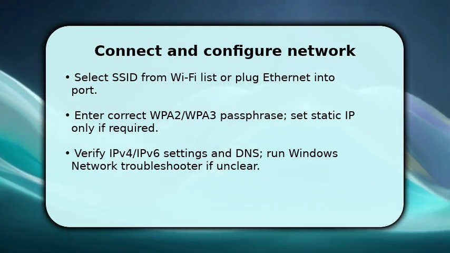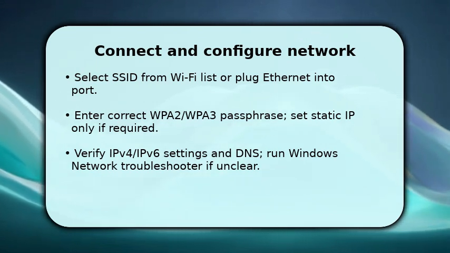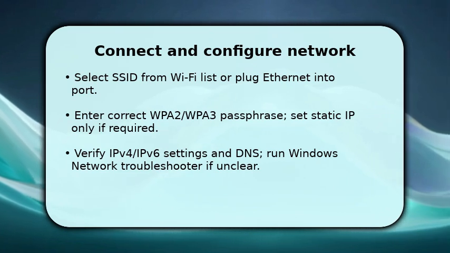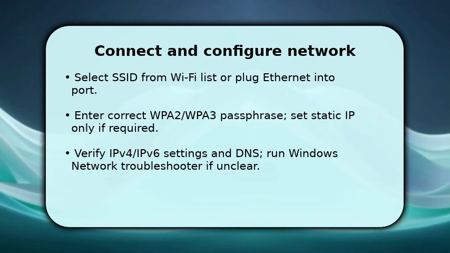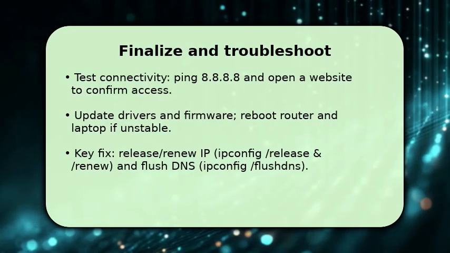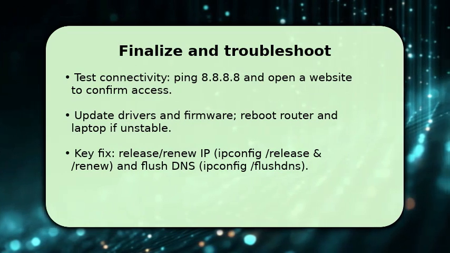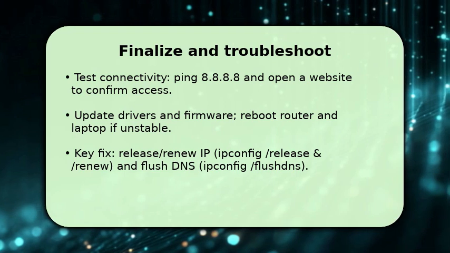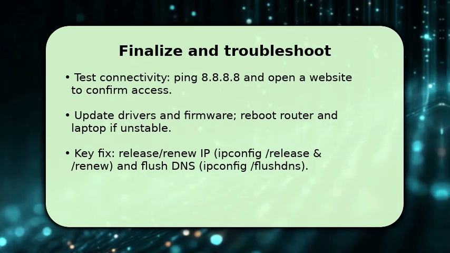Once connected, check IPv4 and DNS resolution in adapter properties, and run the Windows Network troubleshooter if there's any issue. To finish, verify connectivity by pinging a public IP like 8.8.8.8 and loading a website that shows both link and name resolution.